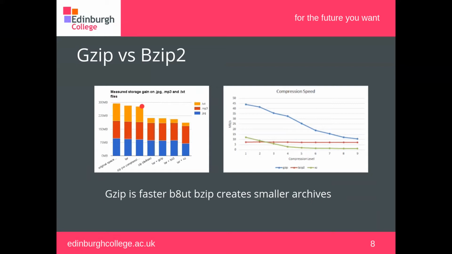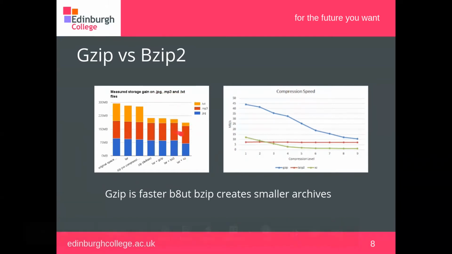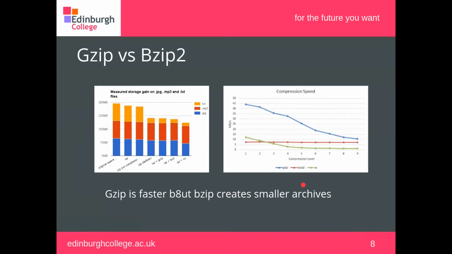Okay, zip with no compression will give us the same. Now, tar and gzip will take the file size down to about here, but tar and bzip2 will actually reduce the file even more. Now, this is an MP3, JPEG, and text, mixed type of files. The problem with bzip is that it takes longer to run than gzip.